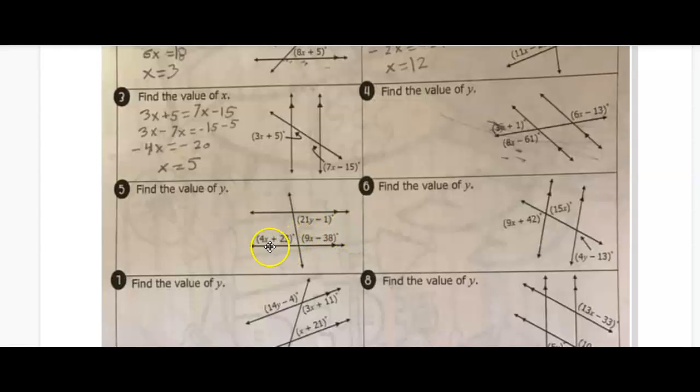So again, let's say you put x right here, and you get that this is 50 degrees. Again, I'm not saying it's 50 degrees, but if it were 50 degrees, then you know that that's 50 degrees because this angle and this angle are alternate interior angles. They're equal to each other. So whatever number you get here, it is equal to 21y minus 1. And then you're able to solve for y.